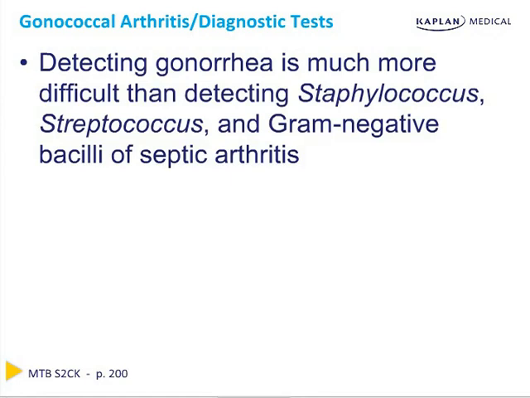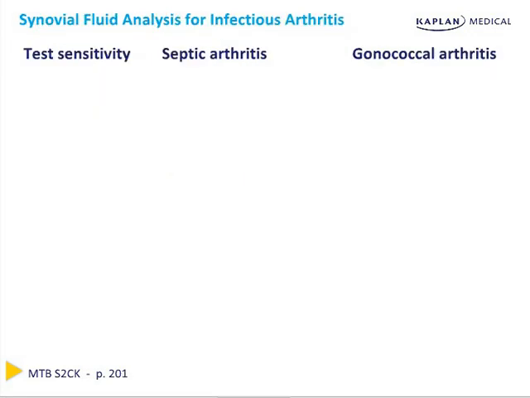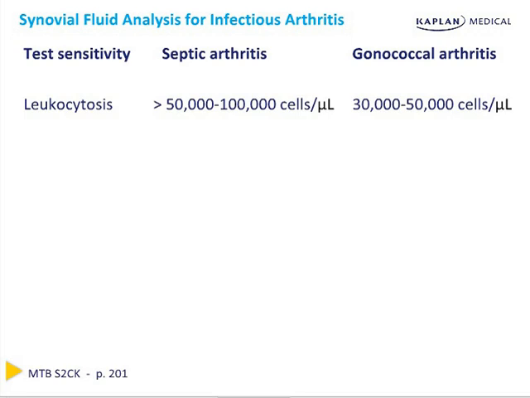Detecting gonorrhea is much more difficult than detecting staphylococcus, streptococcus, or gram-negative bacilli that cause septic arthritis. When you aspirate a septic arthritic joint, remember the cell count is 50 to 100,000, but with gonococcus, it's only 30 to 50,000. The gram stain is 50 to 70% sensitive with septic arthritis, but only 25% sensitive with gonococcal arthritis. Now you can see why it's so difficult to diagnose.